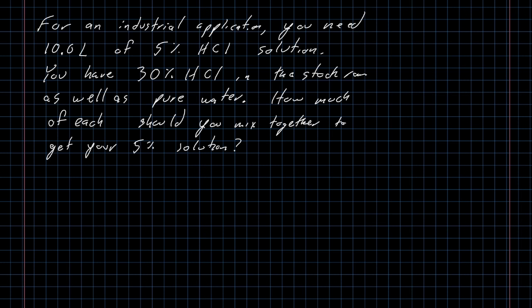For an industrial application, you need 10.0 liters of, let's get some more significant digits here, let's call this a 5.0% hydrochloric acid solution. You have 30.0% hydrochloric acid in the stockroom, as well as pure water, distilled water. How much of each should you mix together to get your 5% solution?